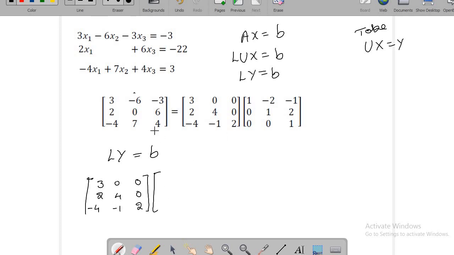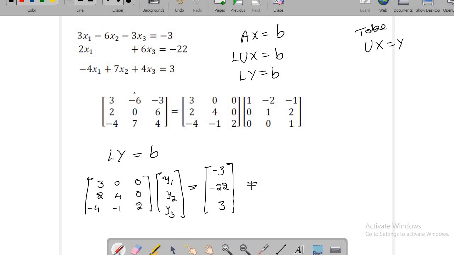This is multiplied with y1, y2, y3, and this is equal to -3, -22 and 3. Yeah, from this you can easily solve for y1. 3y1 = -3. So from this we get y1 = -1.